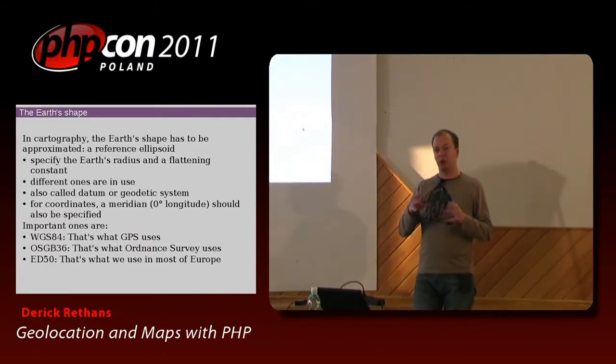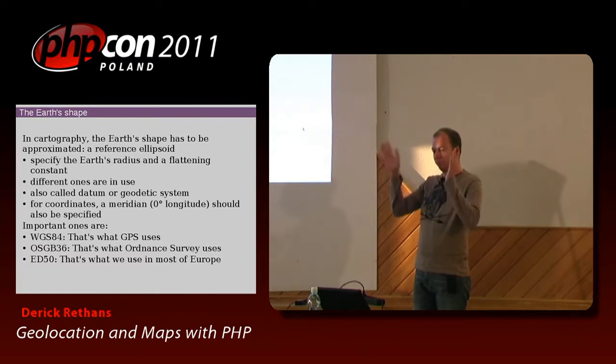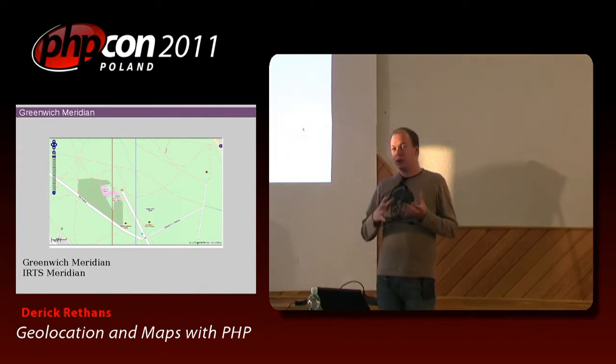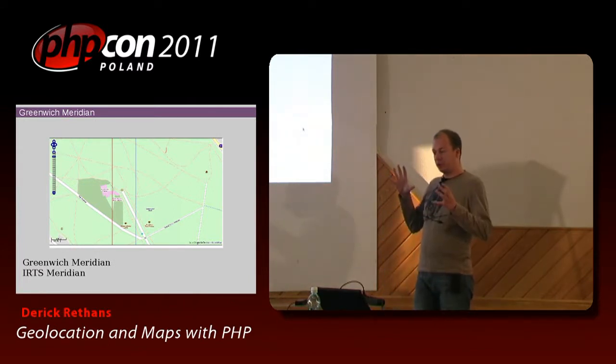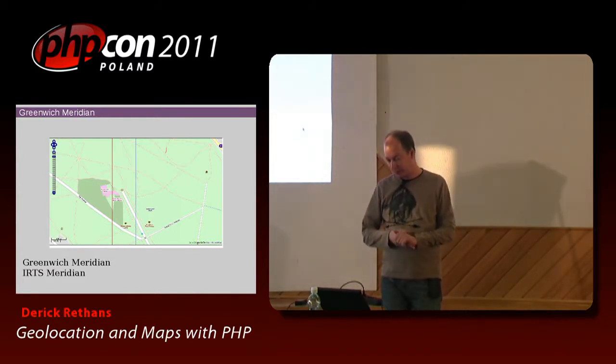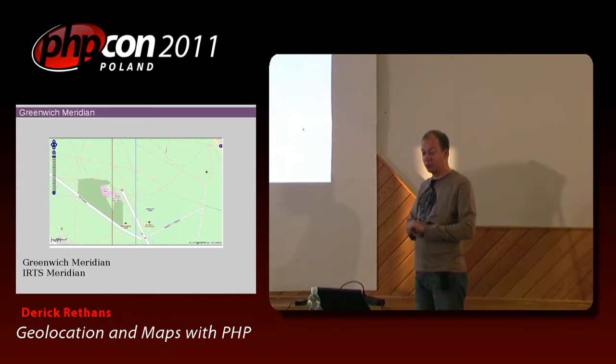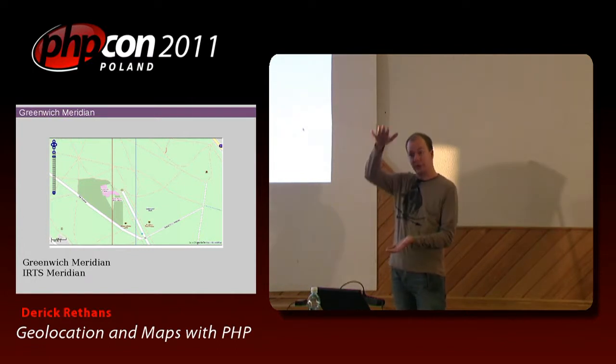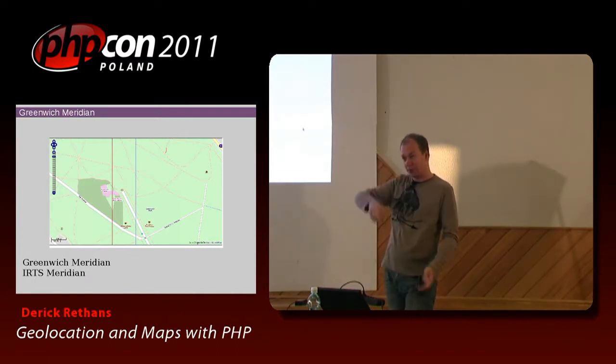And to approximate this, to figure out where things are on the Earth, you need to have an approximation of this shape as a sphere, or in this case, as a geoid, which is a flattened sphere. So if you have an oval and then round, I'm not sure how to explain it any better. Making these approximations from the shape of the Earth to an ellipsoid is called a reference ellipsoid, or a datum, or also a geodetic system. The way this is specified is you have the radius of the Earth and then a flattening constant, how much squished it is.